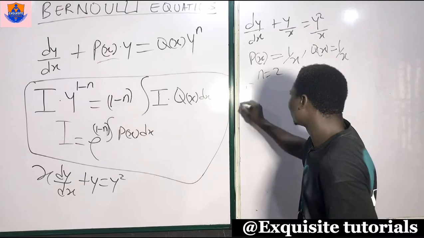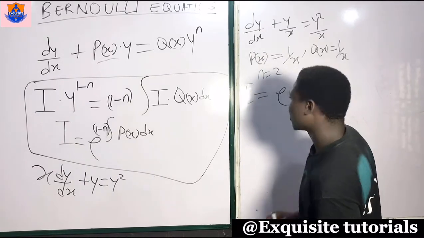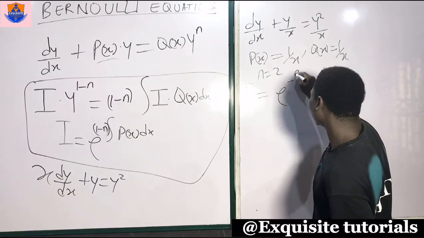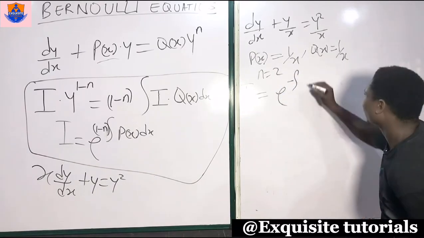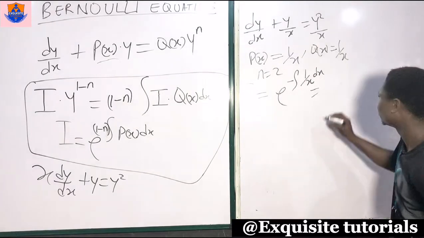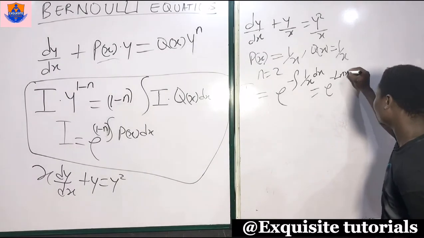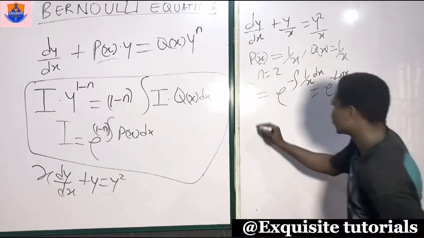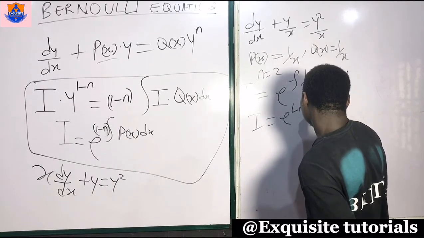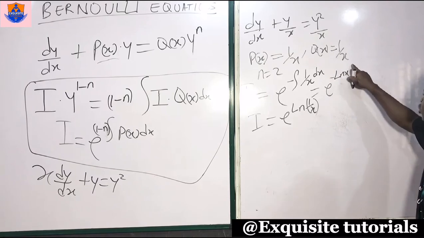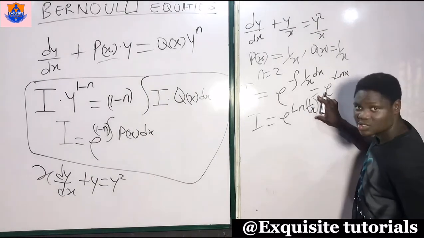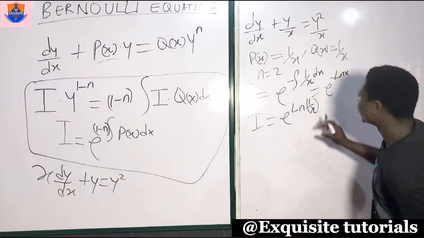Now, don't forget our integrating factor is exponential of 1 minus n. So we have 1 minus 2, which is minus 1. Then we have the integral of p of x, the integral of 1 over x dx. When you integrate 1 over x, you are going to get ln x. Now, when I take this minus 1 up, I will have exponential of ln x to the power minus 1, which in turn changes to 1 over x. Since we have gotten this, we will now move over.